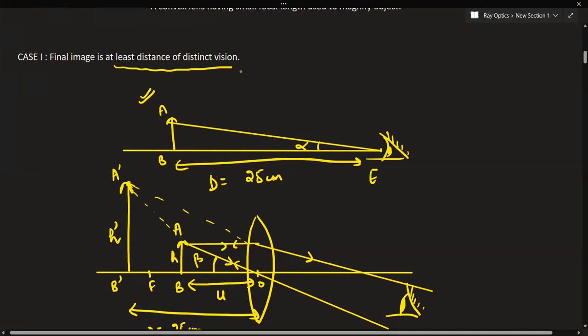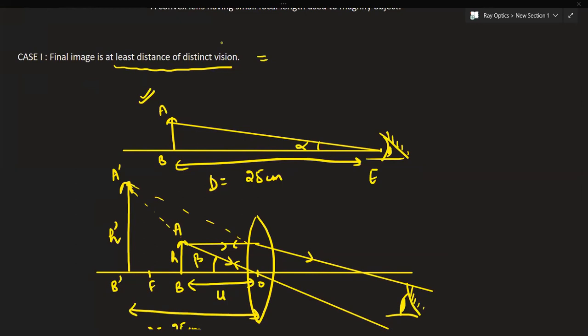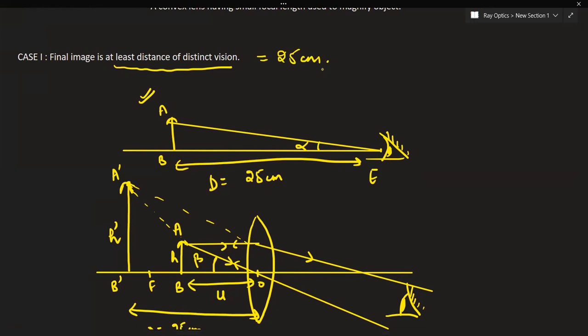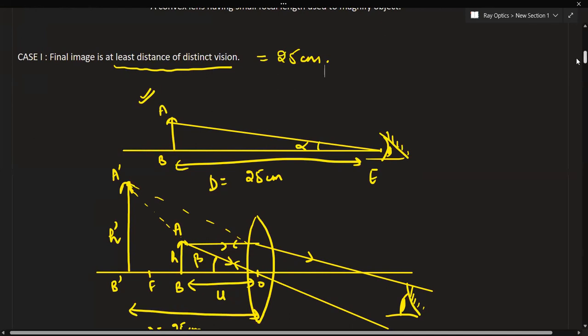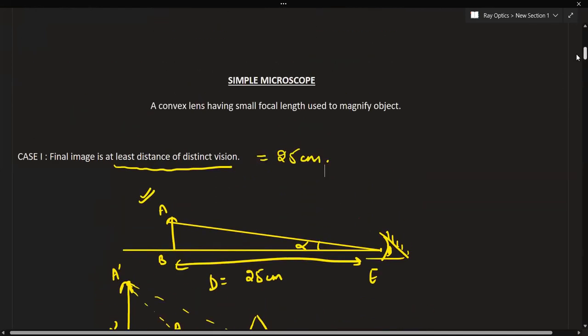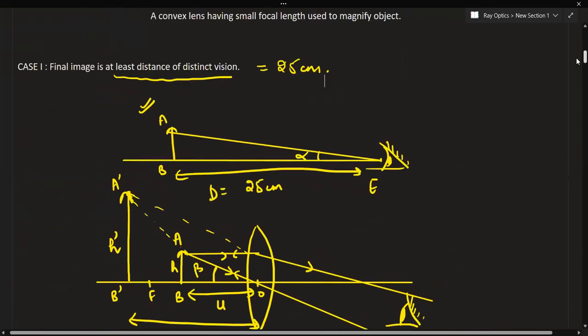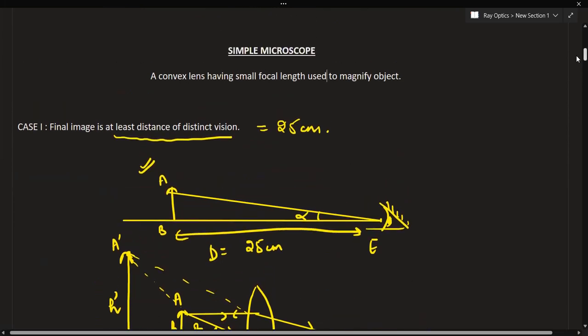So the least distance of distinct vision for the human eye is how much? 25 centimeters. At a distance of 25 centimeters, we all are able to observe images, we are able to clearly see those images. Now see, in case of the simple microscope and the compound microscope, both of them, you have the cases of least distance of distinct vision and when the image is formed at infinity. So let us just talk about the simple microscope first.